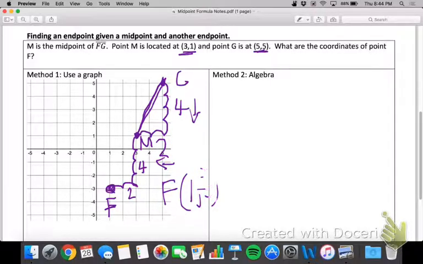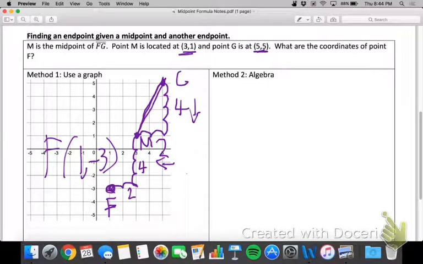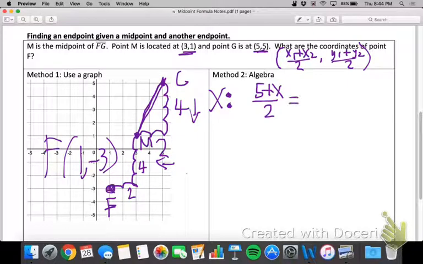I can do this same thing algebraically. So again, we had F at (1, -3). Algebraically, we're going to use the midpoint formula again, which remember was x1 plus x2 over 2, and then y1 plus y2 over 2. And it's going to be two separate short algebra problems. To get the x-coordinate, we have to solve the equation 5 plus x over 2 equals 3.